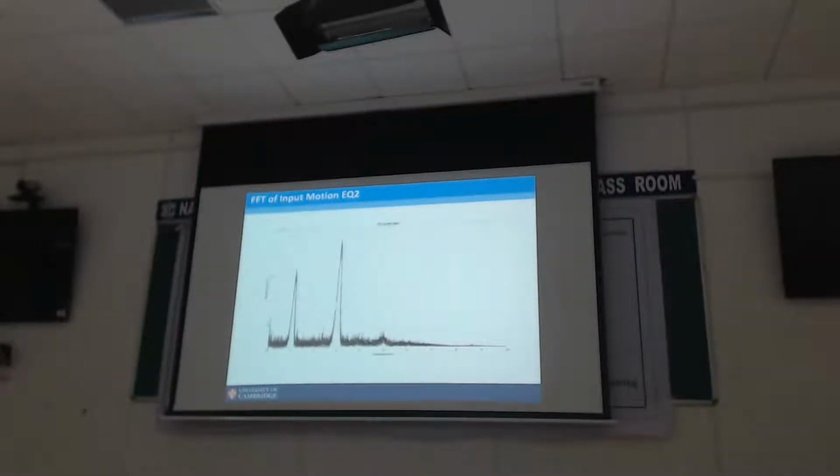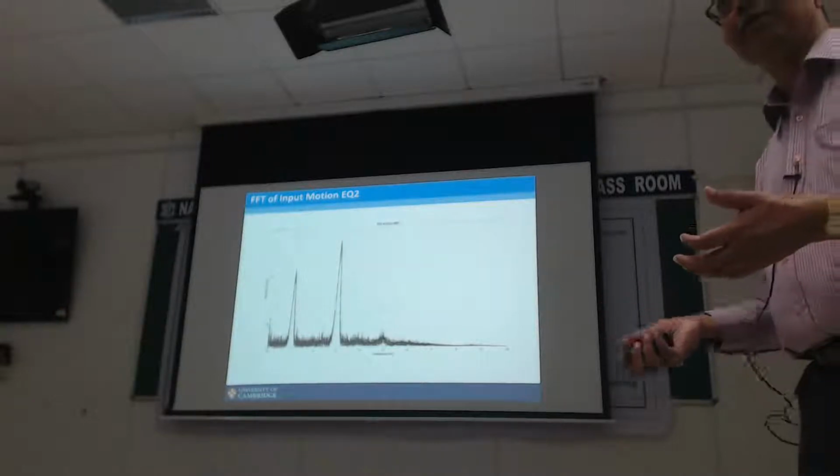And at 1 G, again, this is the FFT of the input motion. So once you scale, it's 1 hertz and 3 hertz components. But for this, you can see the 3 hertz component is bigger. There's nothing I can do about it. It's just the way the shaker works.